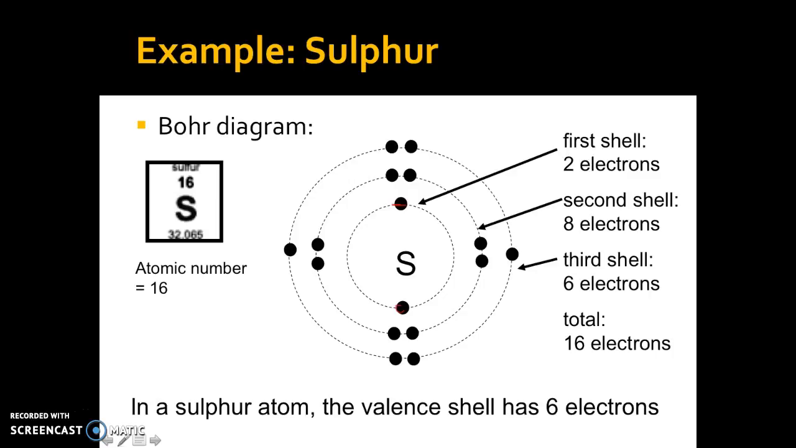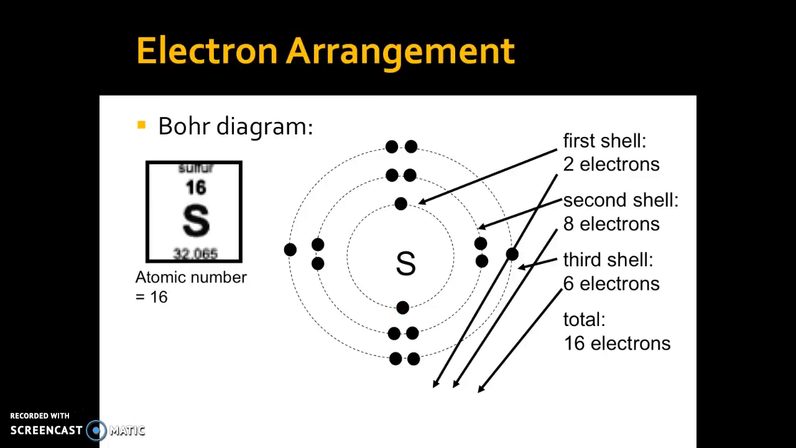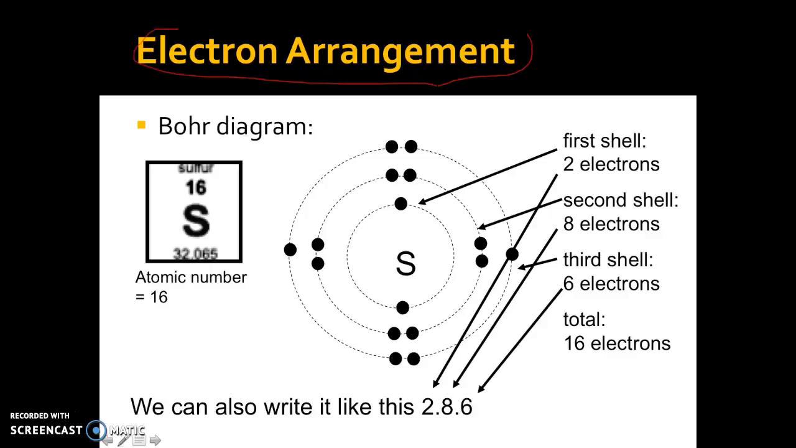Now, we also need to know how to write this as an electron arrangement. So your next bullet needs to say electron arrangement. The electron arrangement, you just simply write the numbers for each shell. So 2.8.6. 2, 8, 6. 2 in the first shell, 8 in the second shell, 6 in the third shell.